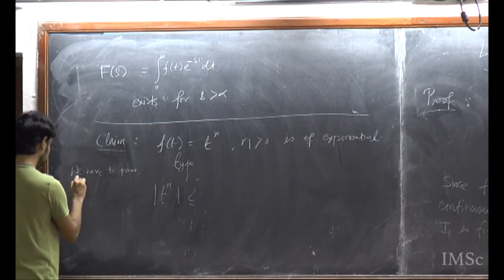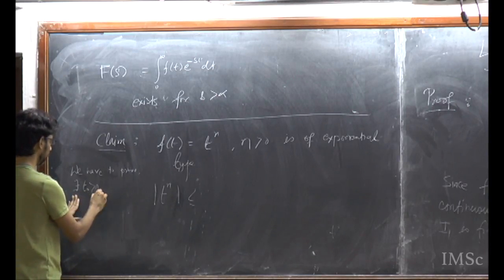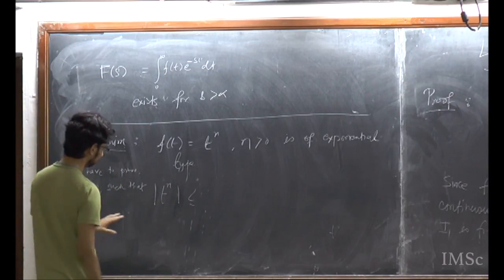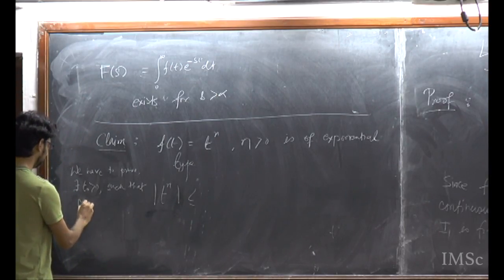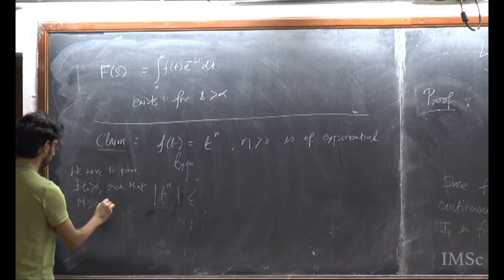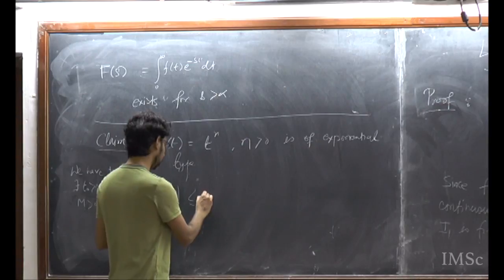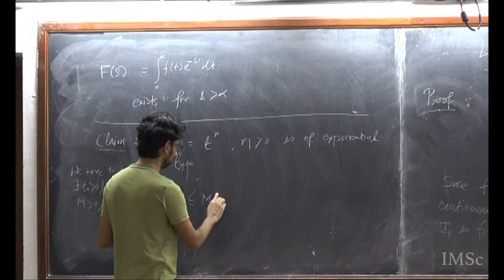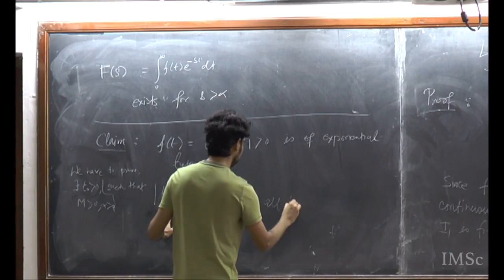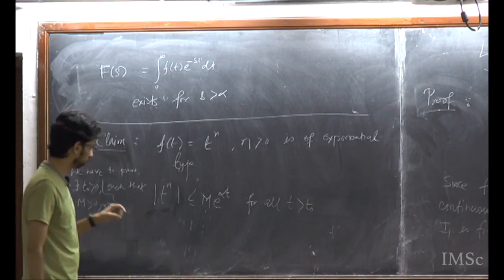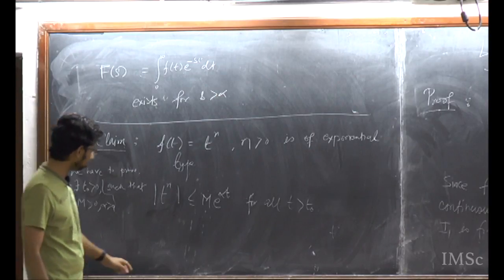that there exists, everybody knows this symbol? There exists t naught positive such that modulus of t to the power n, also there should exist m greater than 0 and alpha greater than 0, such that modulus of t to the power n is less than or equal to m e to the alpha t for all t greater than t naught. So we have to find three things: t naught, m, and alpha. Okay. So let's see how.